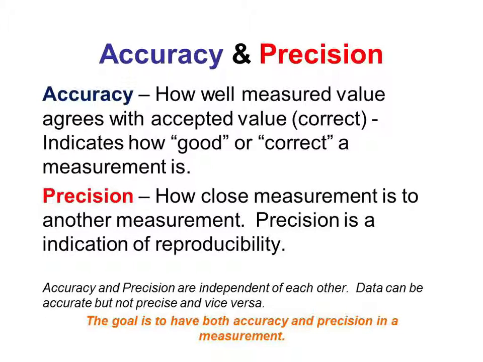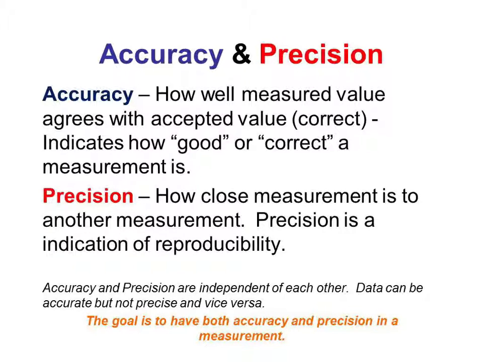The definitions of accuracy and precision. Accuracy: how well a measured value agrees with an accepted value or the correct value. Accuracy indicates how good or correct a measurement is. Precision, on the other hand, is how close a measurement is to the other measurements in the data set. Precision is an indication of reproducibility.